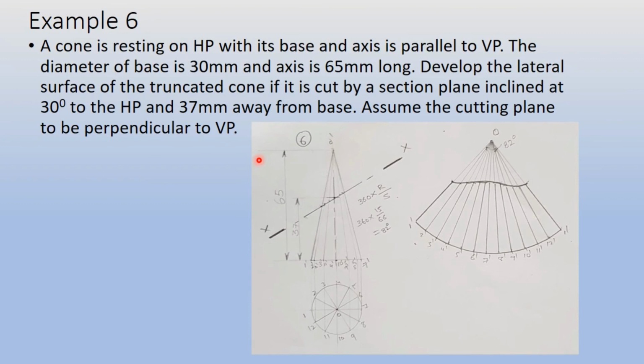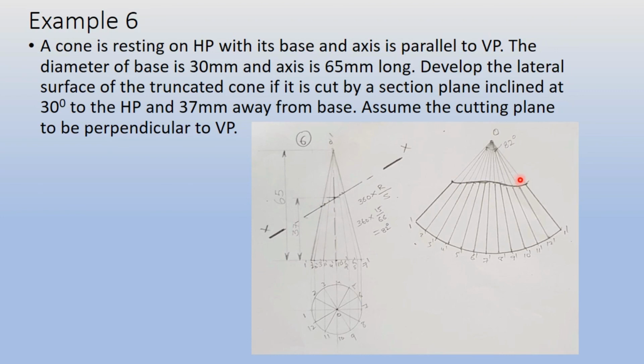So this is the final solution of a cone which has been cut by a section plane inclined at 30 degree to the HP, and this is its surface developed. So this is our final answer. As I have shown you already, this portion here. Now this is the smooth curve like portion here. This is appearing because we have cut here, and you can observe this. This is the lower portion here.